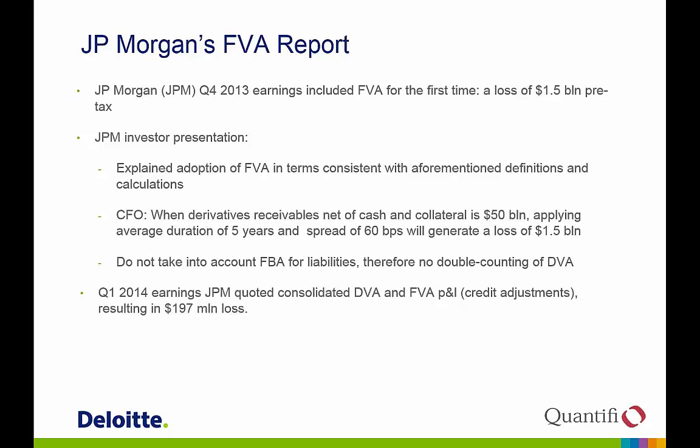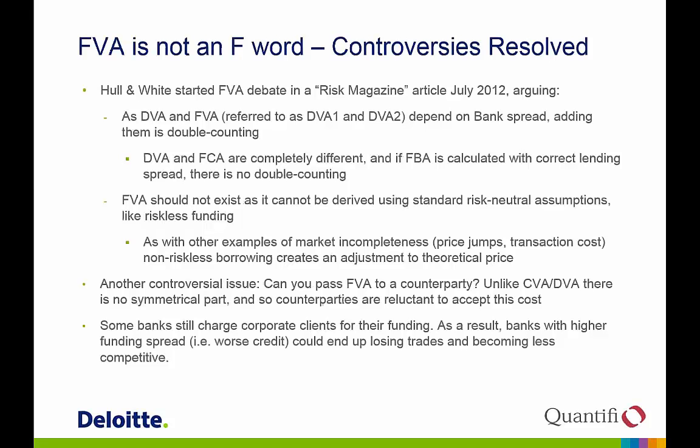They consolidated DVA and FVA starting with the first quarter earnings, which were announced in April this year. They already lumped them together, and that resulted in almost a 200 million loss, which is much less than both of these non-netted amounts separately. We hope controversies are finally resolved and FVA stops being really an F word.